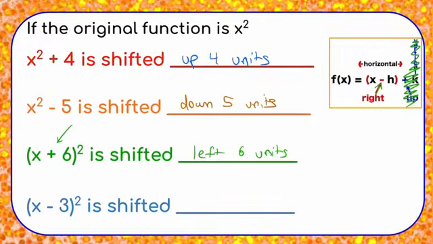All right, I'll have you do this one. X minus 3 squared. How can you describe that shift? That would be to the right 3 units. Okay, so I'm gonna leave this cheat sheet up while we do a couple more examples.